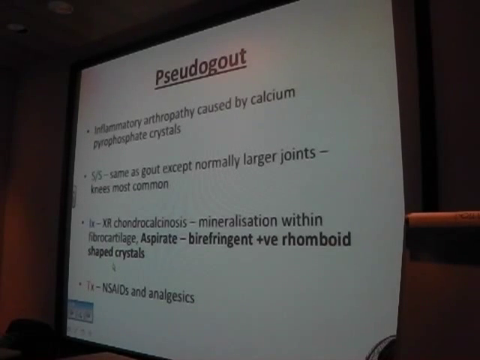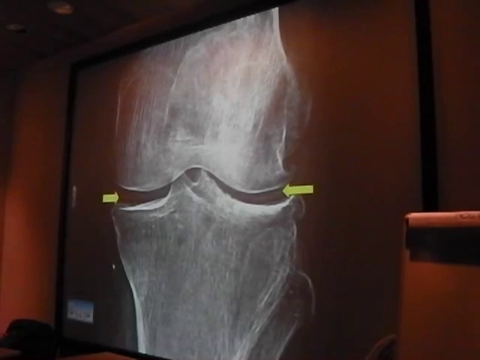Pseudogout. So this again is an inflammatory arthropathy, this time caused by calcium pyrophosphate crystals. Symptoms are exactly the same apart from you get it in different joints. This time you might get it in your knees, so the most common, and the other larger joints. What you may be shown in the picture in the slideshow is this, which is called chondrocalcinosis.